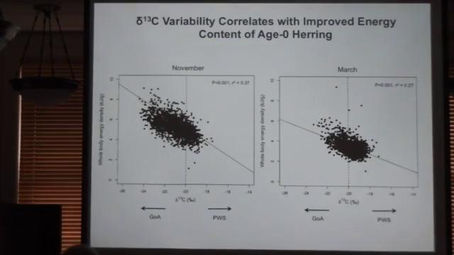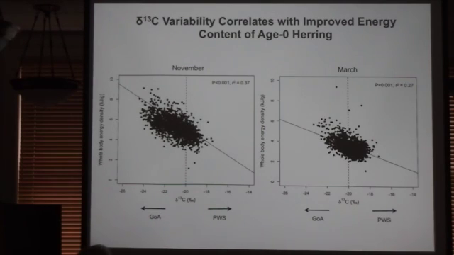And so we looked at this in the herring that we've collected from the sound, and basically what we found is that the delta 13C variability really does correlate with energy content of the age 0 herring. So it's kind of a lot to digest, but these are our fish from November and our fish from March, and you can imagine we have our carbon gradient here, which is Gulf of Alaska sources on the left and Prince William on the right.